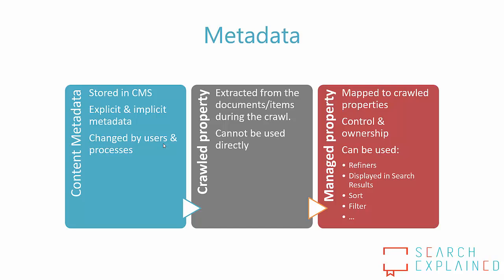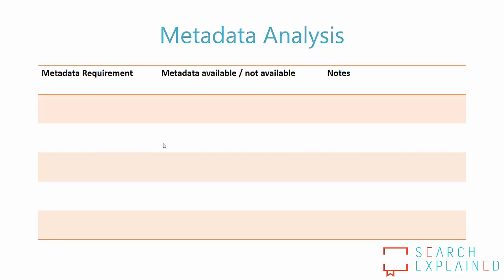And those are the properties that can be used as refiners, can be displayed in the search results, can be used to sort or filter, can be used in the ranking model, can be used in query rules, etc., etc. So those are the ones that you have control over and also that you can use in search.